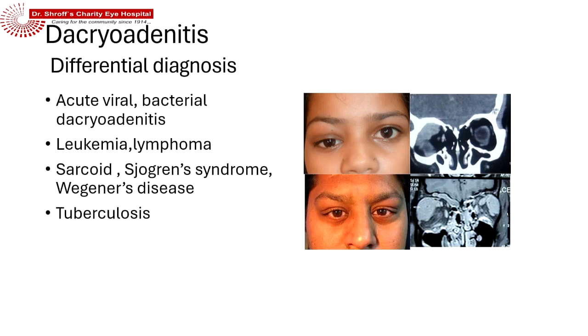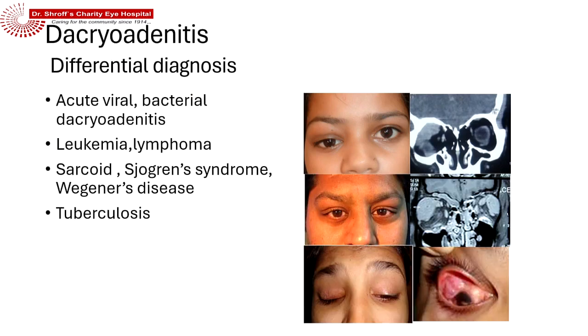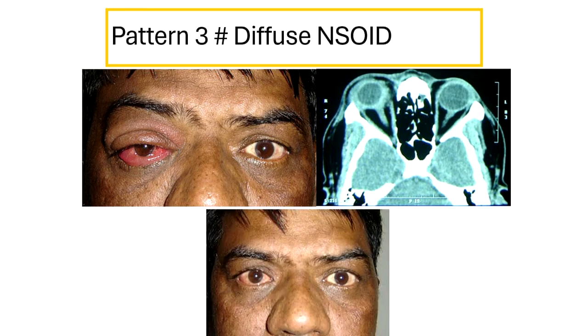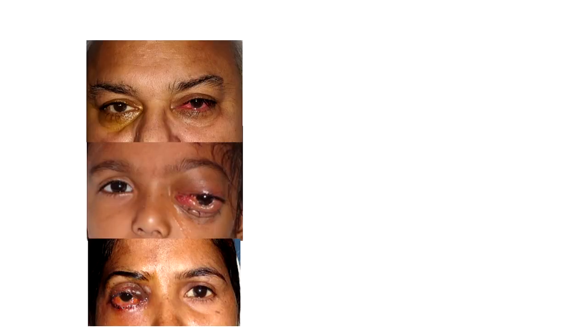So dacryoadenitis, instead of idiopathic, can also be present in many bacterial, viral, and sometimes neoplastic infiltration like leukemia, lymphoma, and other systemic diseases can also mimic it, which needs to be ruled out before you label a patient as idiopathic dacryoadenitis. The third pattern is diffuse involvement of the orbit with all signs of inflammation, but extreme response to steroid. This is just after 1 day of IV methylprednisolone, and we can see the inflammation just gone.